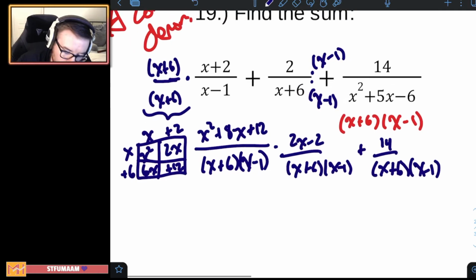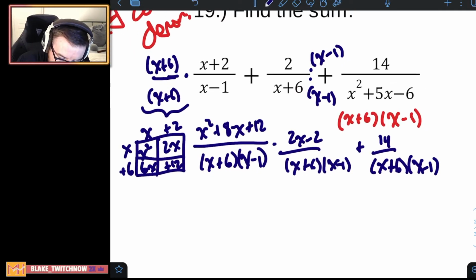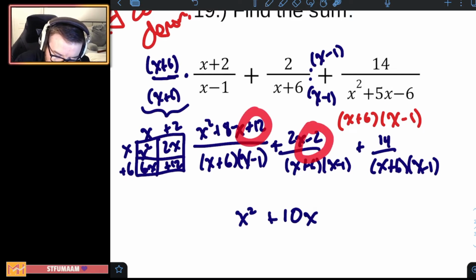Like I said, we're about to combine like terms. We have a lonesome x squared, but then we have an 8x with a 2x. So that's 10x. And then we have a 12 with a negative 2. 12 minus 2 is 10, but then plus 14 is 24.